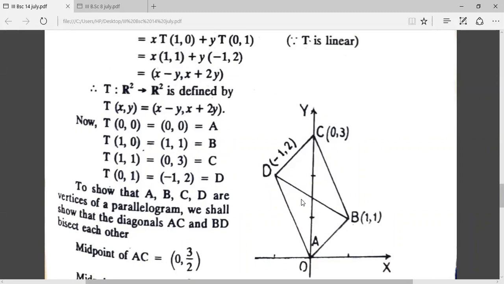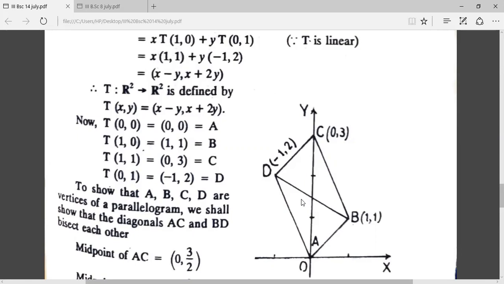0, 0 is the origin. So the origin is A. Next B, that is in the first quadrant, 1, 1. Then 0, 3, that is C, that lies on the y-axis because the x coordinate is 0. And that in the second quadrant, D there, that is -1, 2.